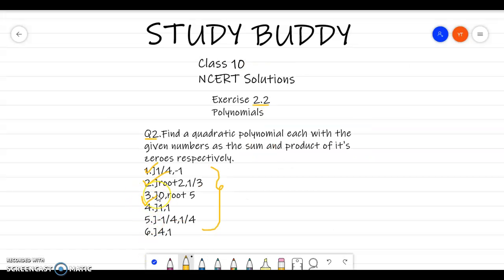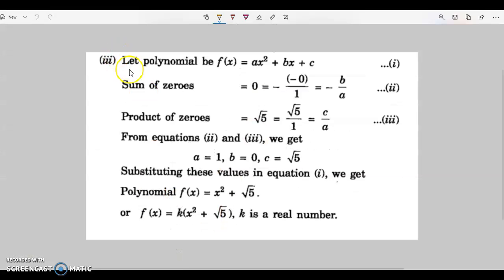Moving on to the third question, that is 0 comma root 5. For this one, let us take a polynomial, say ax square plus bx plus c, to be equation 1, and the sum of zeros to be equal to 0. So minus of minus 0 by 1 is equal to minus b by a, taking it as the second equation. Now the product of zeros, that is root 5, is equal to root 5 by 1, that is equal to c by a. I am considering it to be equation 3.